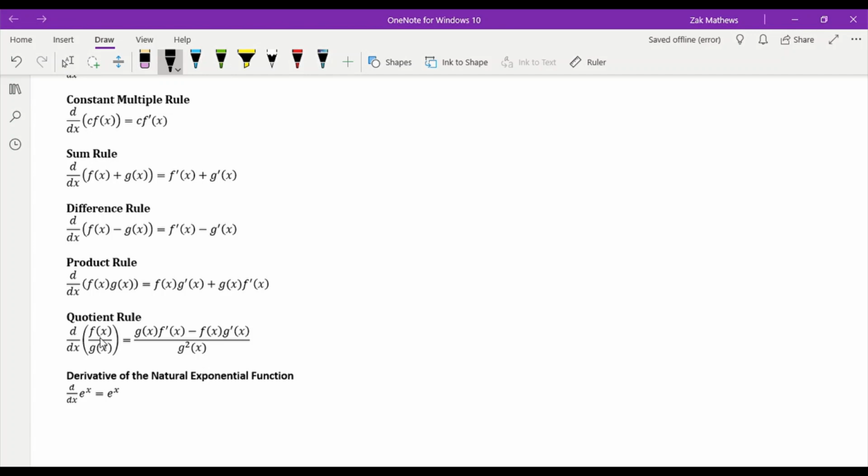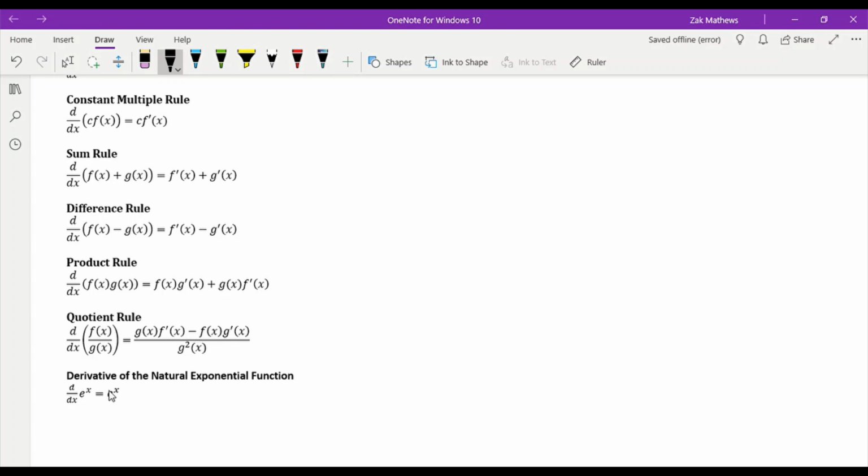Quotient rule, also a little bit more challenging. So if we have f of x divided by g of x, we leave the bottom function, multiply it by the derivative of the top, minus the top left alone times the derivative of the bottom, over the bottom function squared. Now this one does have the caveat that g of x can't be equal to 0, because if it is, we obviously have an undefined quotient.